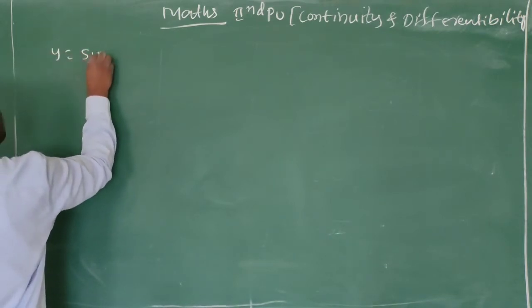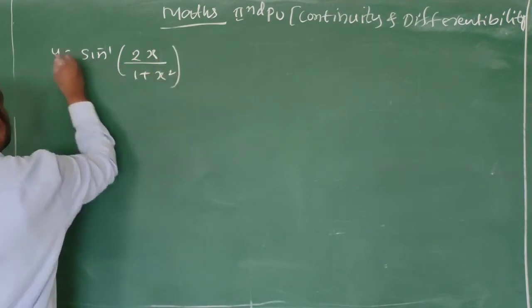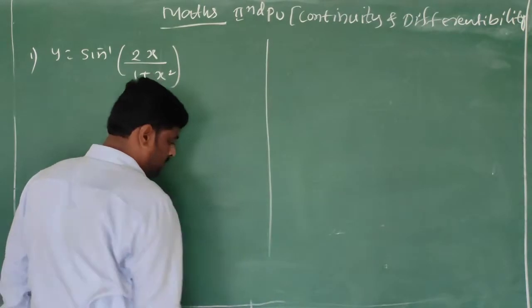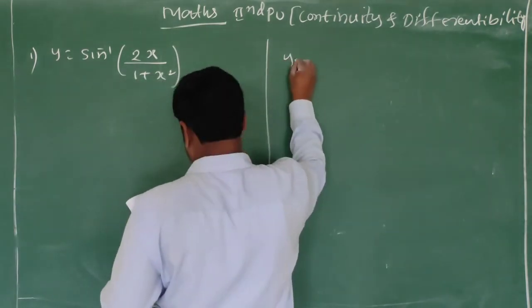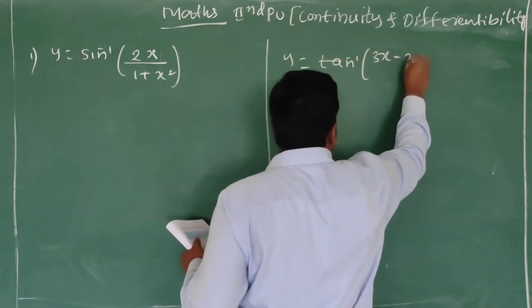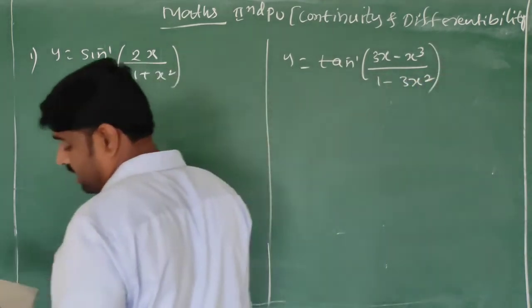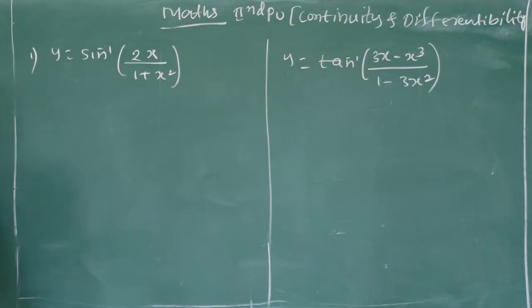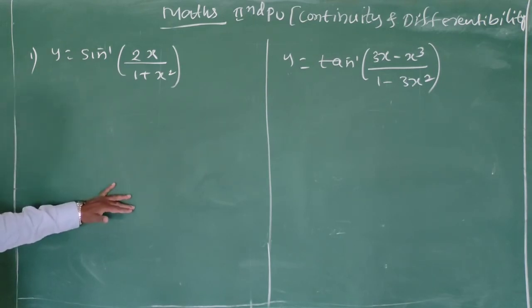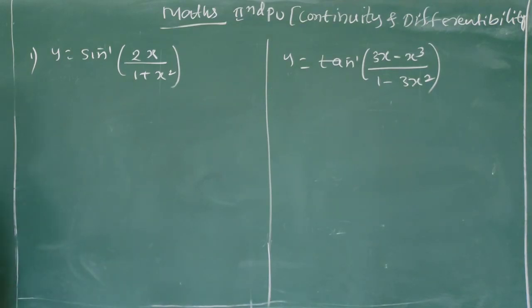Y is equal to sin inverse of 2x divided by 1 plus x square. Y is equal to tan inverse of 3x minus x cube divided by 1 minus 3x square. Observe children, when you differentiate directly, it will take nearly 1.5 pages. Otherwise, I can take a simple method.